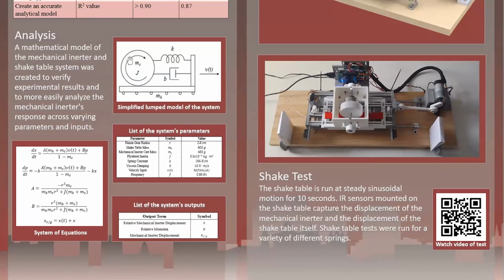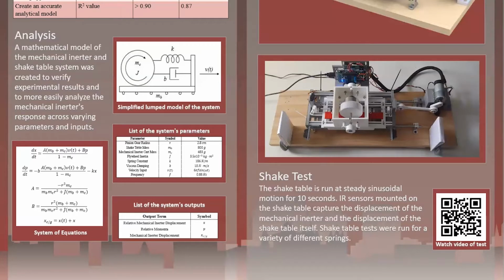The mechanical inerter is a cylinder of mass mc. The shake table is this cart of mass mb. Relative motion between the two is created with spring and friction. Friction is assumed to be viscous, nonlinearities are omitted, and the input into the system is velocity v(t), which is a sinusoidal velocity. So the system is second order, with the system of equations shown right here.